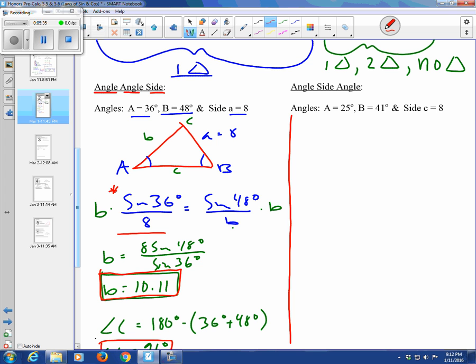So right here, with angle side angle, if we look, we can say that the dimensions we're given aren't actually giving us a ratio. But we do have 2 of our 3 angles, right? So we can solve for our angle C by saying we know that angle C is going to basically be 180 degrees minus the sum of the other 2 angles, 25 degrees plus 41 degrees. Now right here, that'll give us angle C, which we'll be able to use in a ratio with side C to solve for the other 2 sides that we're missing, side A and side B.